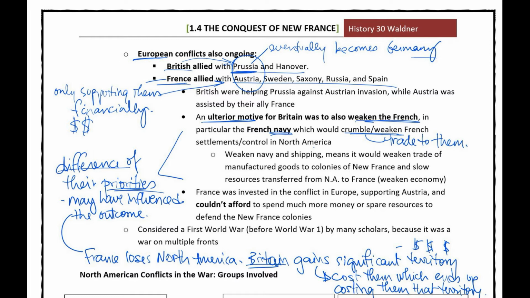The British won that war because they were able to invest a lot of money, but it was the investment of that money that ends up being the cause for them losing the territory itself down the road. And so that's established in the difference of priorities that they had in going towards it.